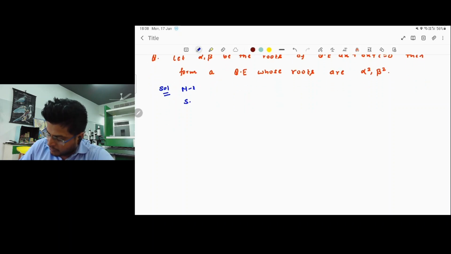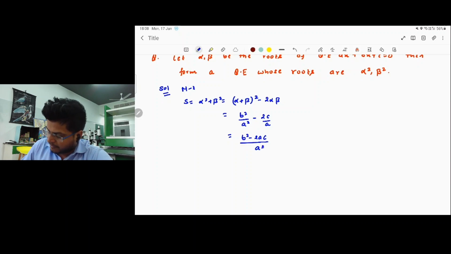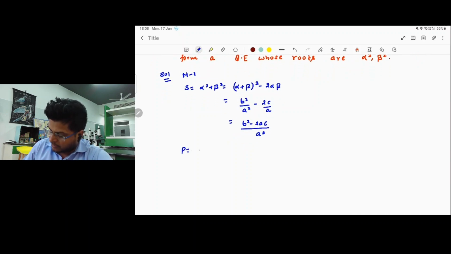We can always calculate what is sum of the roots, which is alpha square plus beta square, which we can write as alpha plus beta whole square minus 2 times alpha beta. So when you calculate the value, this will be minus b by a whole square. So b square by a square minus 2 times c by a, which we can write as b square minus 2ac by a square. And when you try to calculate the product, it will be alpha square beta square, which we can write as alpha beta whole square, and which is c square by a square.